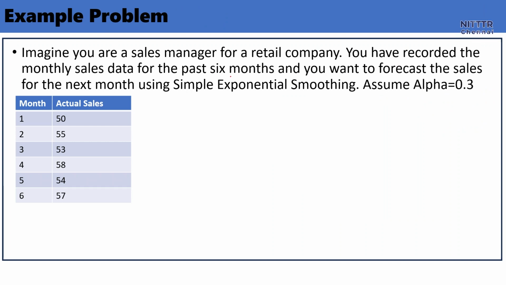Imagine that you are a sales manager for a retail company. You have recorded the monthly sales data for the past 6 months and you want to forecast the sales for the next month using exponential smoothing. The next month will be the 7th month and they have given, assume alpha as 0.3. We will see the variations in alpha a little later. Now, let us see how this can be forecasted.